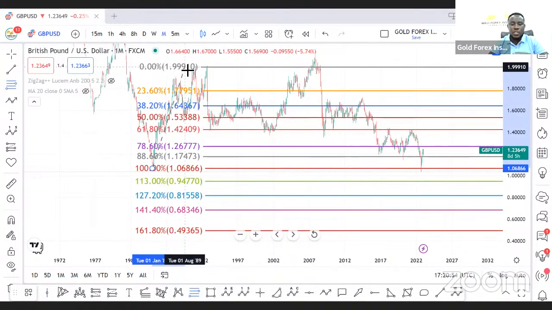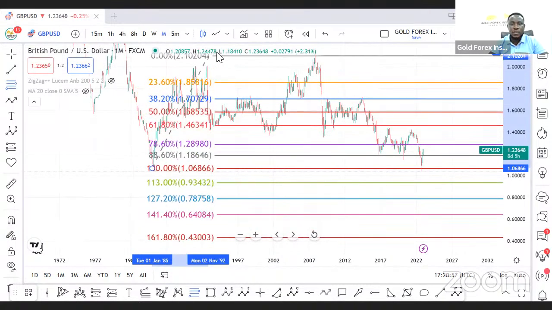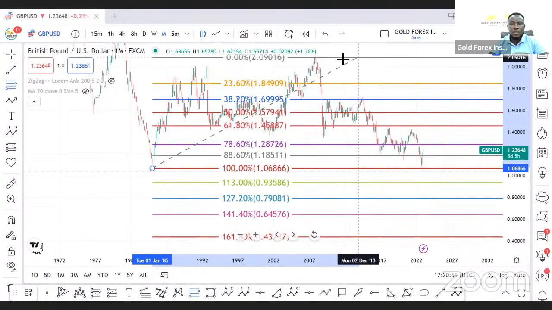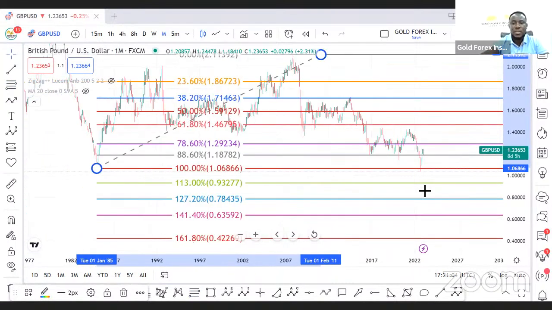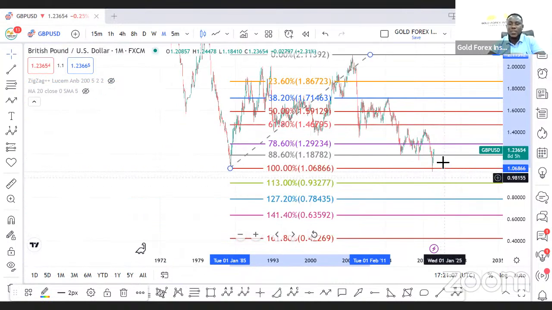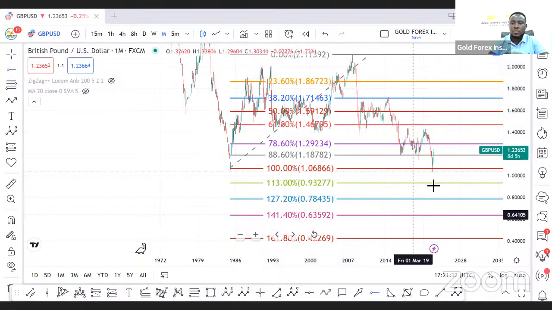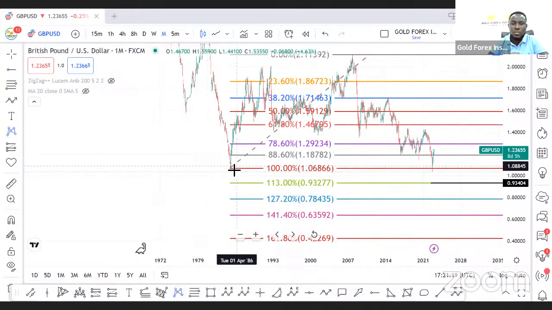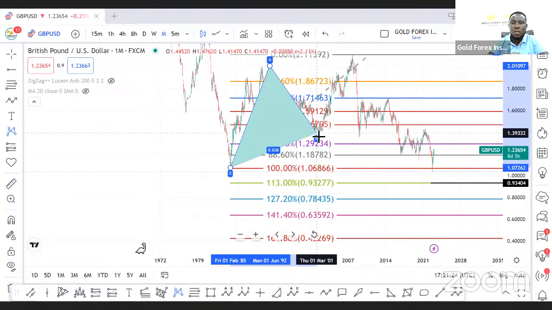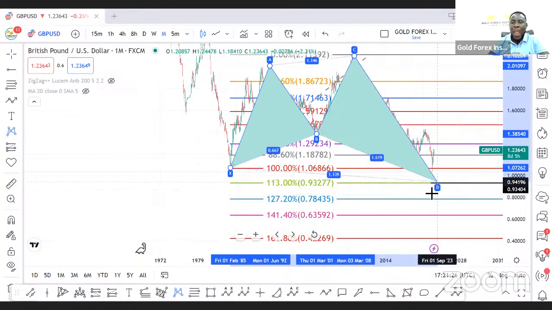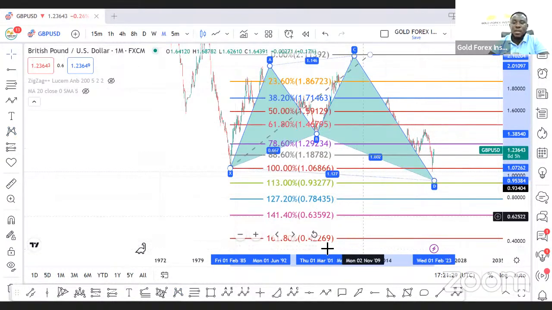$61.8. Okay, it has reached the 88.6, but I expect it to go down to the 113. I expect it to come to the 113.